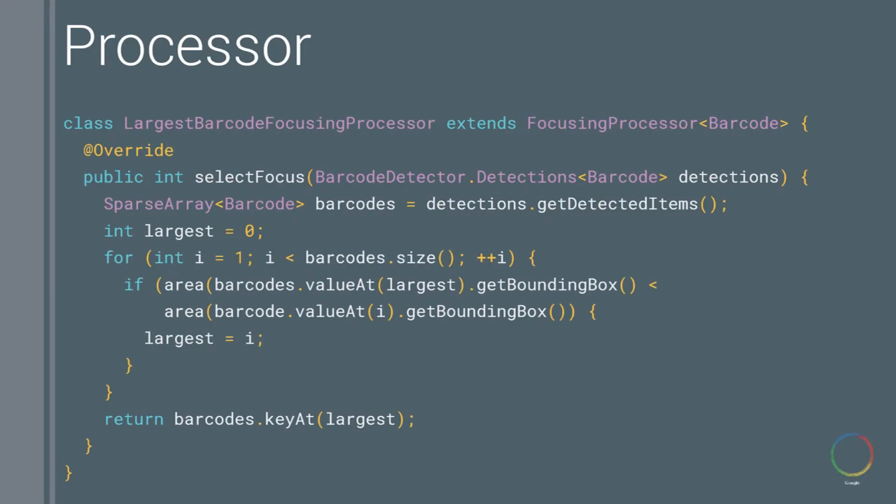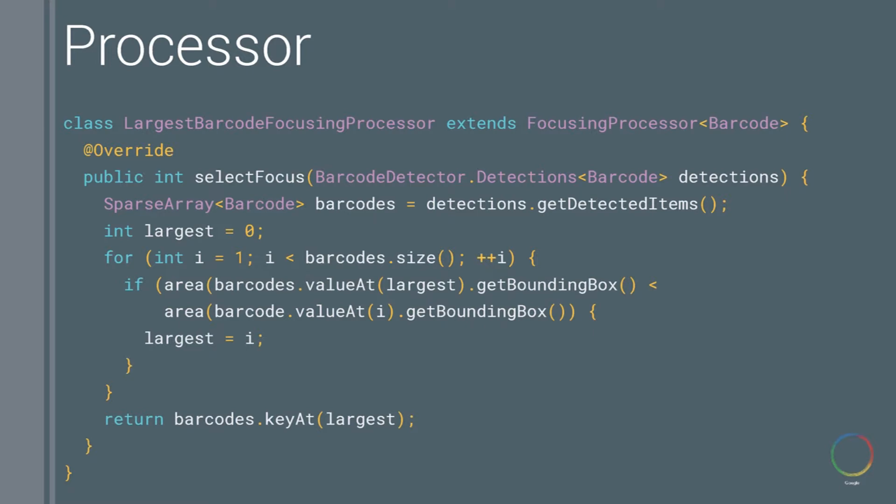An implementation may look like this, for example. What it does is that the focusing processor will call selectFocus to select one item to focus on. And then you will continue to deliver updates on this one. And then once onDone is called on this particular detection item, selectFocus will be called again to select the next item you want to focus on.